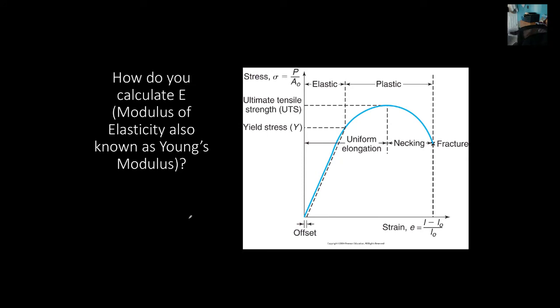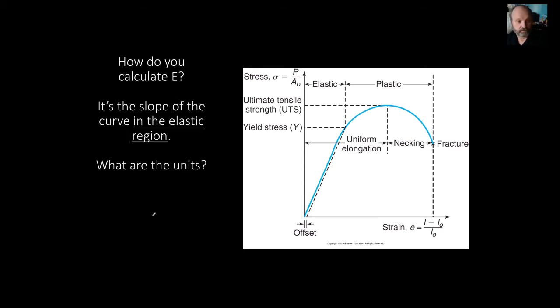So how do you calculate the modulus of elasticity? Remember the definition is sigma, which is the stress, divided by epsilon, which is the strain. That ratio is the modulus of elasticity, also known as Young's modulus. The way you calculate it is you take the slope of the curve, and it's the slope in the elastic region. And again, what are the units? It's the same as stress.